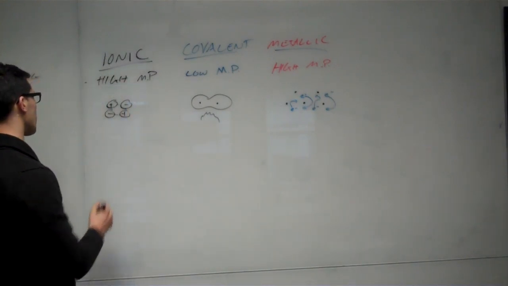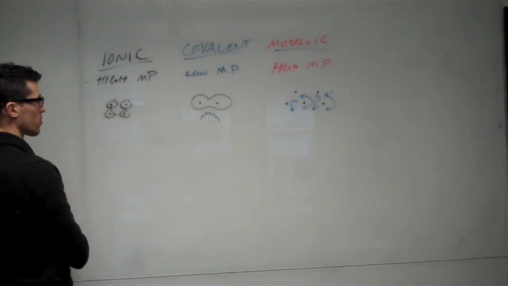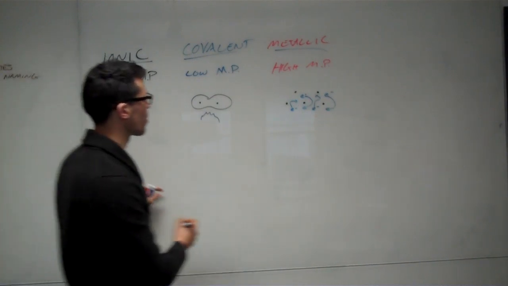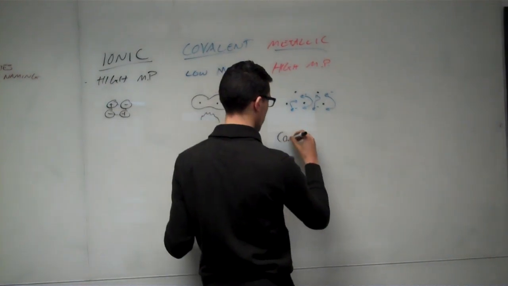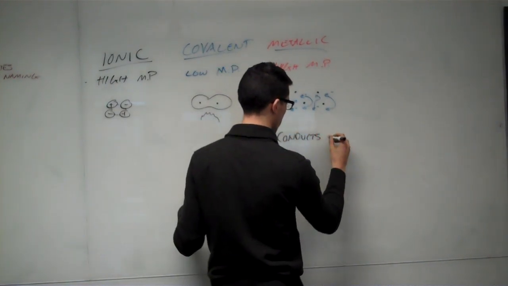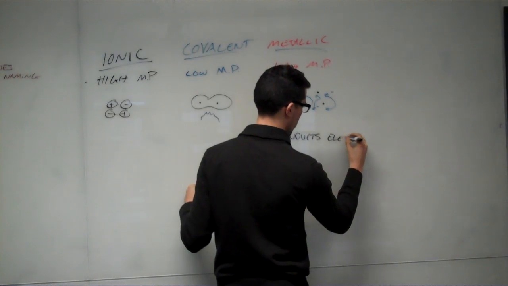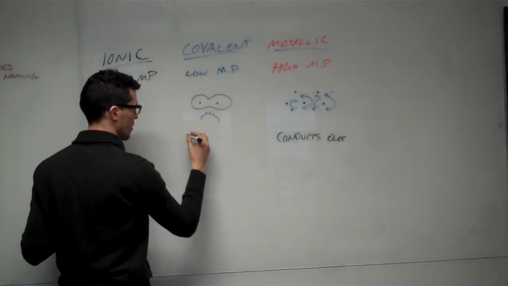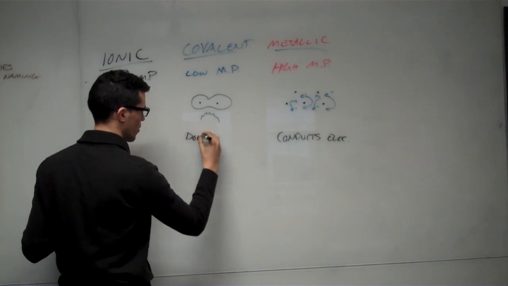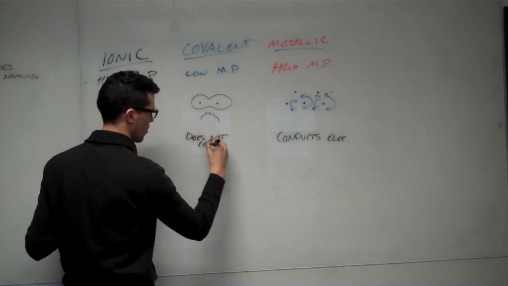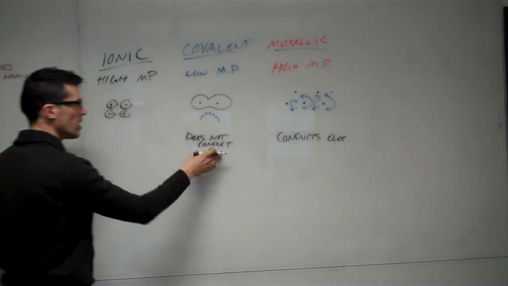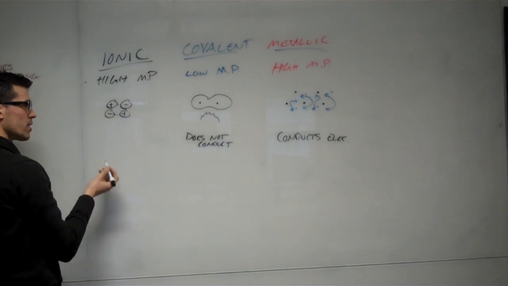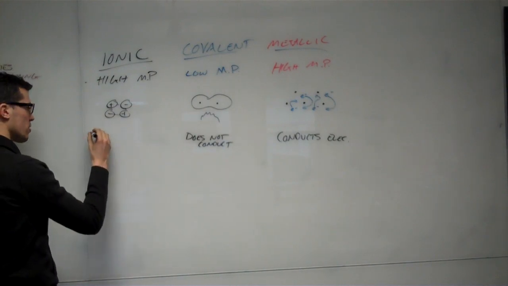We can also talk about conducting electricity. Metallic conducts electricity, yeah, this conducts electricity, solid. Covalent does not conduct electricity. It doesn't conduct heat either. Okay, it does not conduct. Ionic does conduct, but only when it's dissolved.